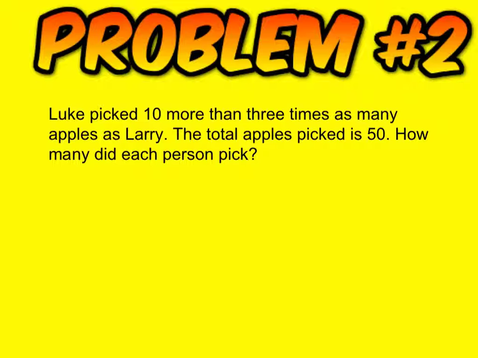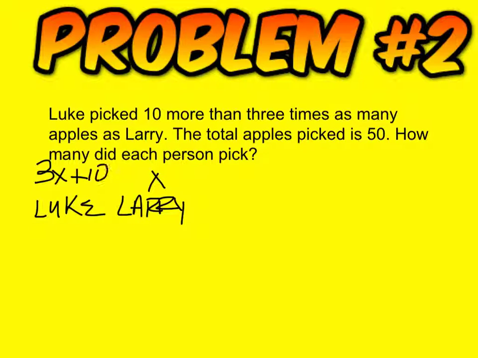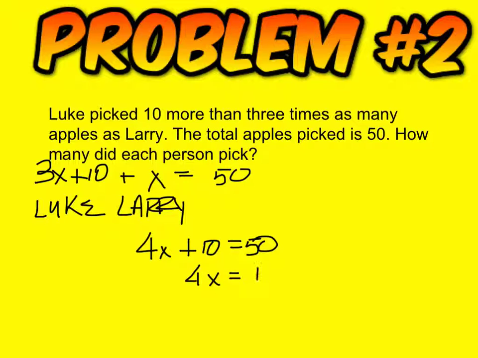All right, on this problem, Larry is going to be X. And Luke is going to be 10 more than 3 times as many apples as Larry. So it's going to be 3x plus 10. The total is 50. That is 4x plus 10 equals 50. If I subtract 10 from the right side, I get 40, and divide by 4 to get 10. So 10 is going to be Larry, and Luke is going to be 10 times 3 is 30, and then plus 10 is 40.